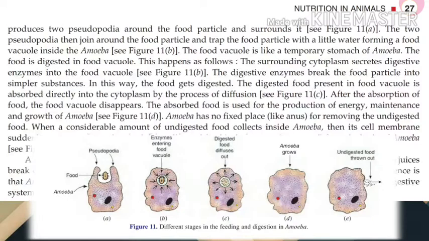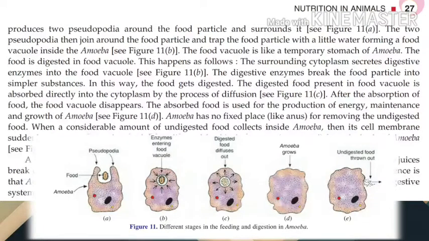This happens as follows. The surrounding cytoplasm secretes digestive enzymes into the food vacuole. Look at figure 11b. The arrows pointing towards the food vacuole show that enzymes are entering the food vacuole. Understand? Yes. Now when these digestive enzymes enter the food vacuole, they break the food particles into simpler substances. Okay. In this way the food gets digested.